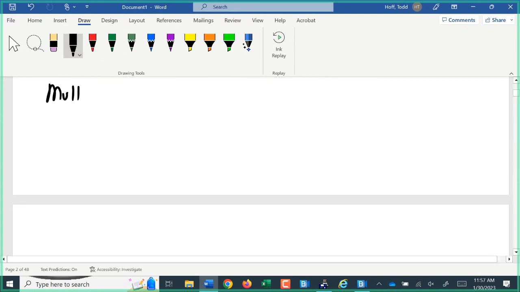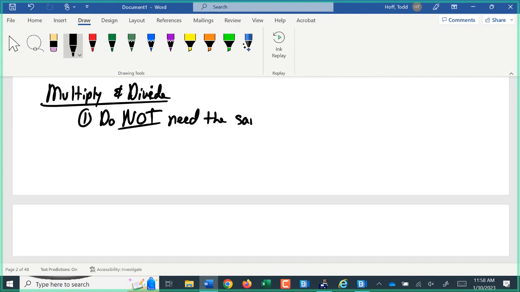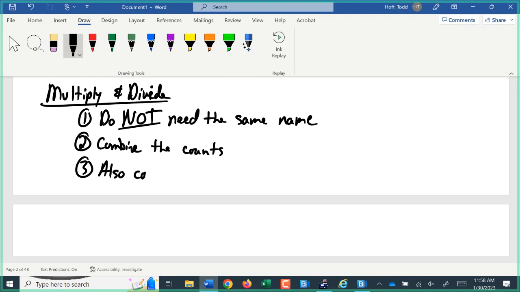When we multiply or divide, we do not need the same name. Which means, for decimals, we don't have to worry about lining up the decimal point. We're going to combine the counts. Again, every operation we end up having to combine the counts in some form. But then we also combine the names.